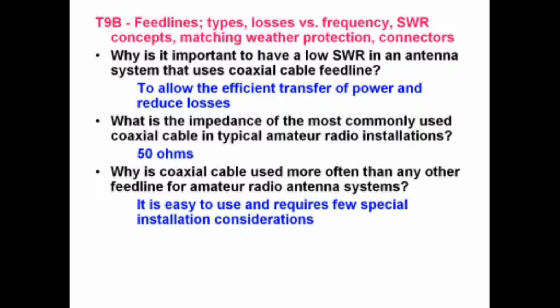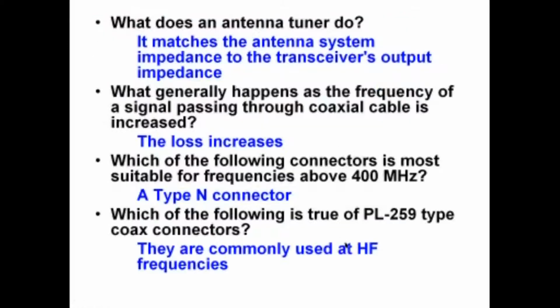Why is coaxial cable used more often than any other feed line for amateur radio antenna systems? It's easy to use and requires few special installation considerations. For some kinds of antennas, they use parallel line instead of coaxial line, but you have to be careful to keep those away from metal objects. The coaxial line with the shield around the outside of it doesn't have that requirement. You can run it right up against the body of the car if you're installing an antenna in the car or something like that. So it's easy to use and requires few special installation considerations.